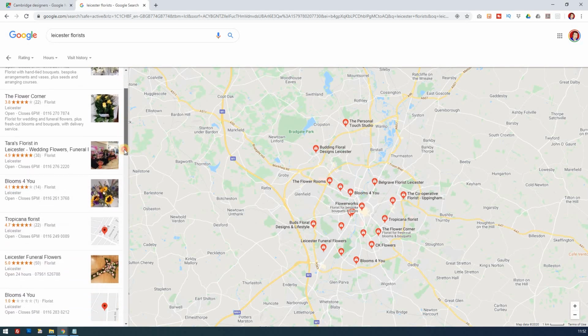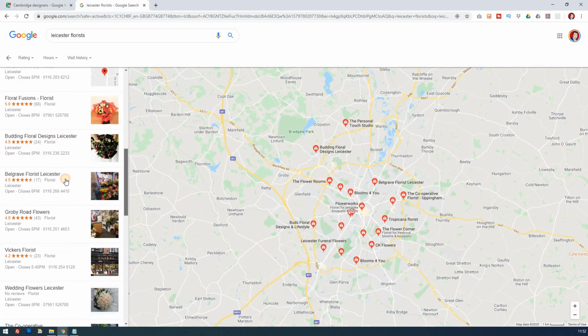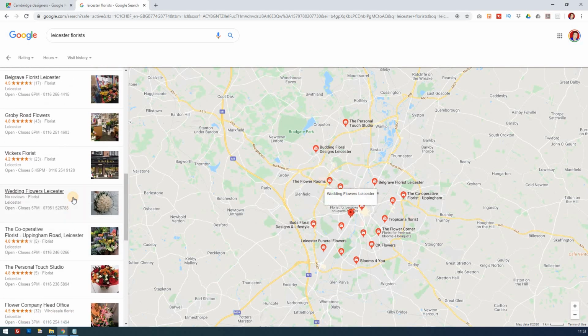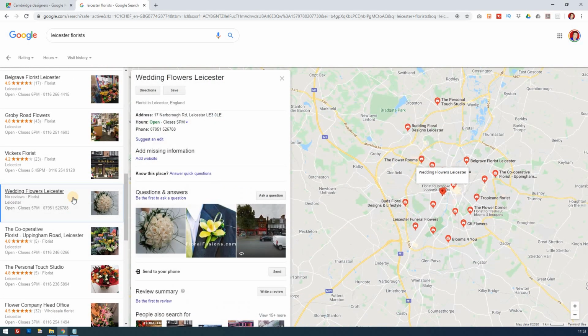So clearly if you're a florist, then you would come under the category of florist. That's very clear, and that's good to see. What have we got here? No reviews, wedding flowers, Leicester. In this case, it's owned because it doesn't say to click on it. They just haven't really optimized it.